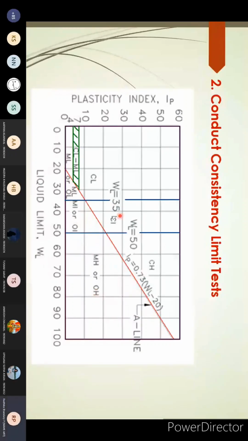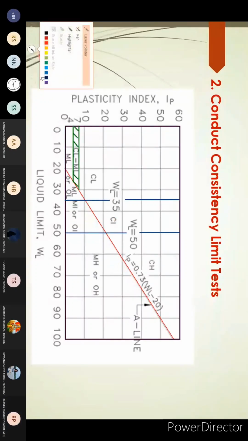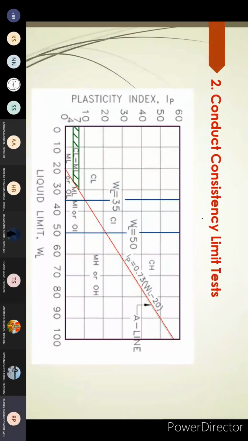So how can we say whether it is C or M? You can see this line, right? This we call the A line. If you find the liquid limit and the plasticity index, and the intersection of those values for the soil lies below this A line, then we call it silt, and we use the primary symbol M. If it lies above, then the primary symbol will be C, which means clay is present. So in fine grain soils, how do we decide whether we use the symbol C or M? Based on the plasticity index value and liquid limit value.